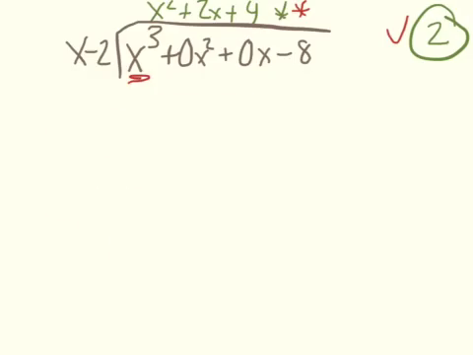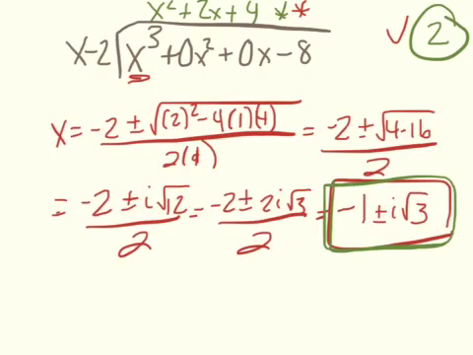Hopefully you found when you did the quadratic formula, the other 2 roots are complex numbers, or imaginary. One is -1 plus i times the square root of 3. The other is -1 minus i times the square root of 3.